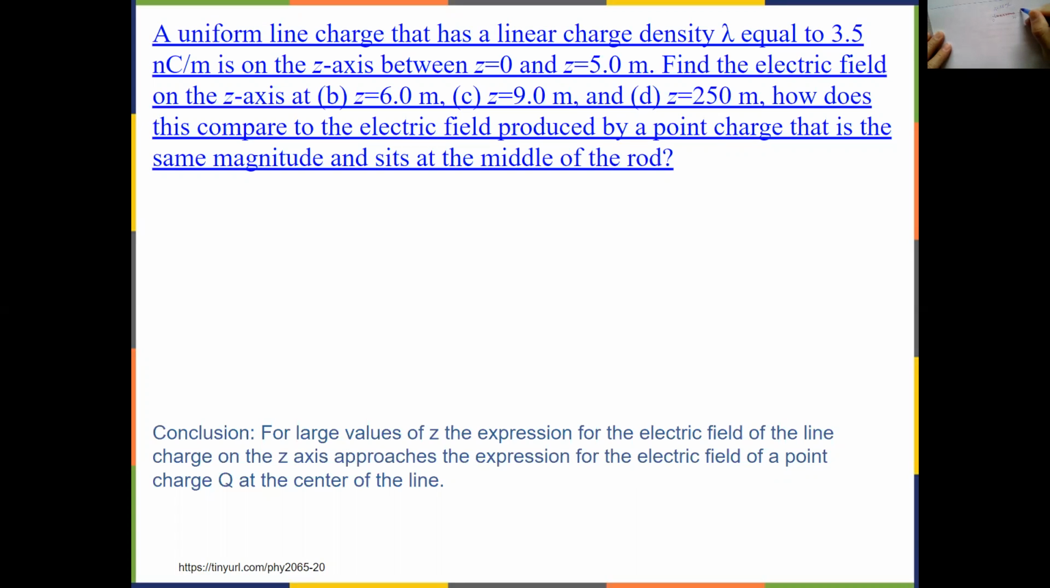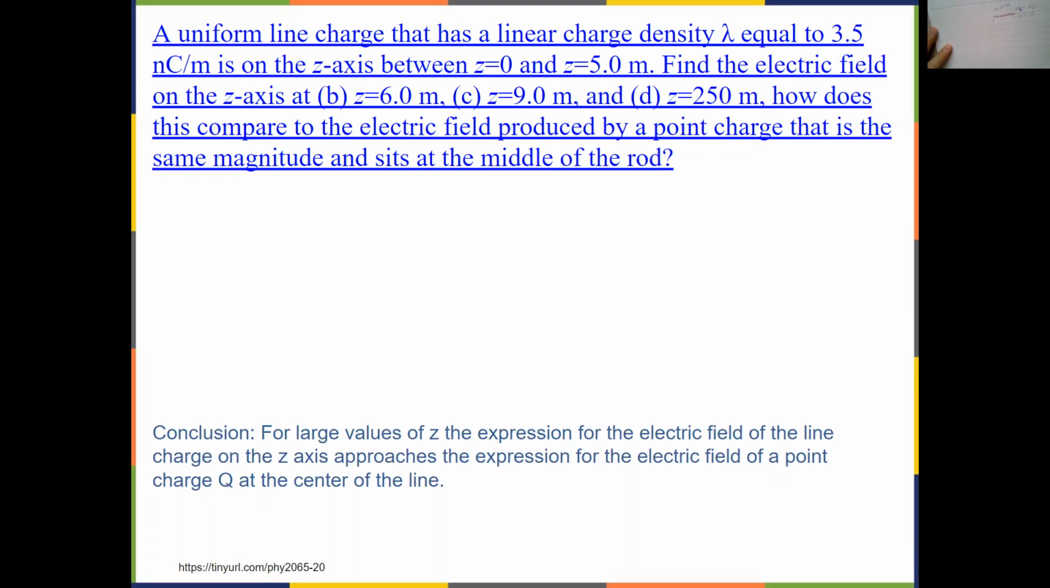So at z equals 6 meters, what's the electric field at this point? And then at 9 meters, what will be the E_z at that point? And then also at 250 meters, somewhere much further away, what is E_z? Okay, so solve for those three. This is A, this is B, this is C.